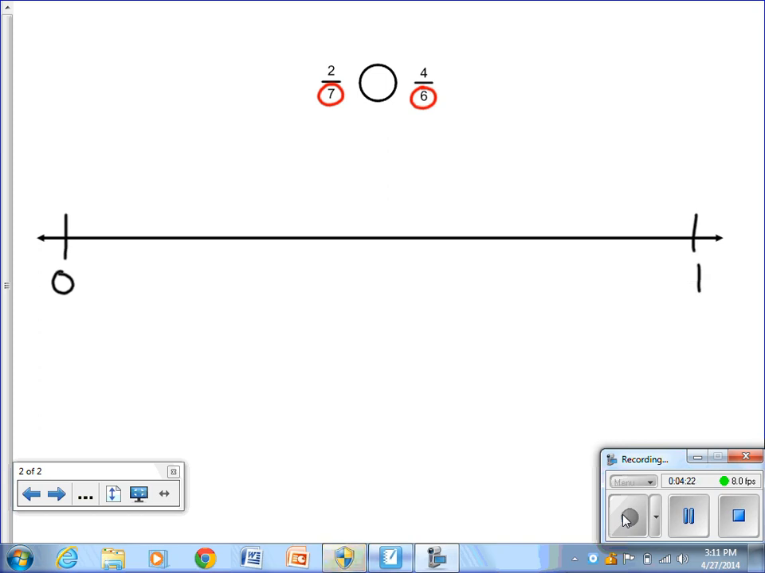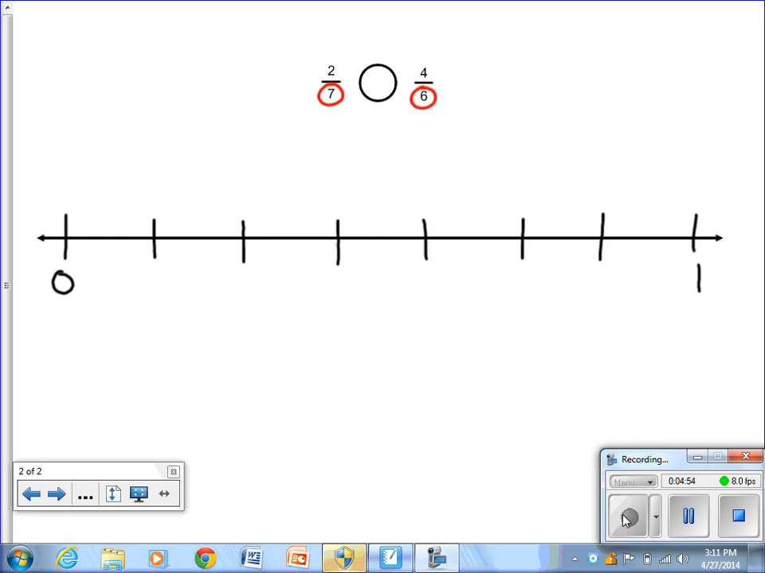Okay, now I'm going to start off with just the first fraction. So I'm going to start off with 2/7. Now my unit for that is sevenths. So how many pieces do I need to cut up that number line into? That's right, 7. So I'm going to do that by drawing 6 lines, to be as close as I can to 7 equal parts. 1, 2, 3, 4, 5, 6, 7 equal spaces on the number line.